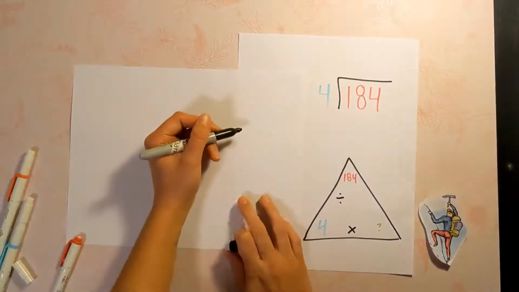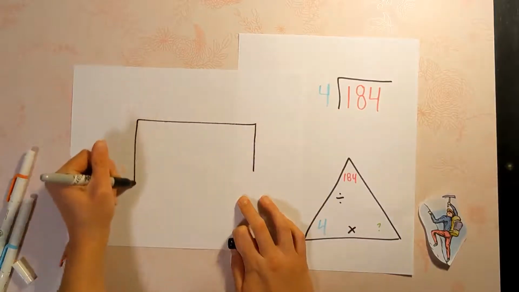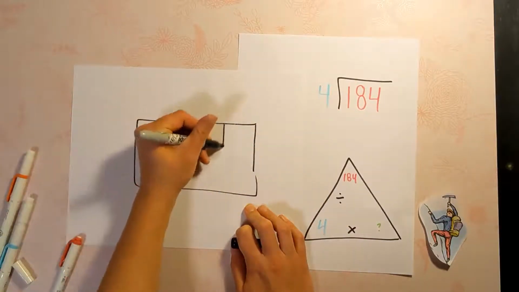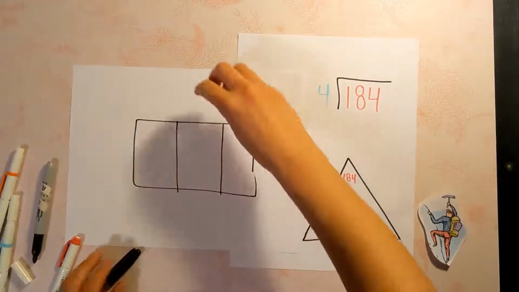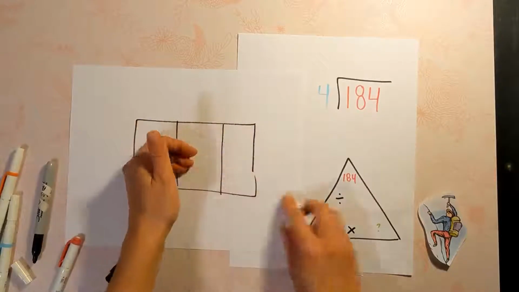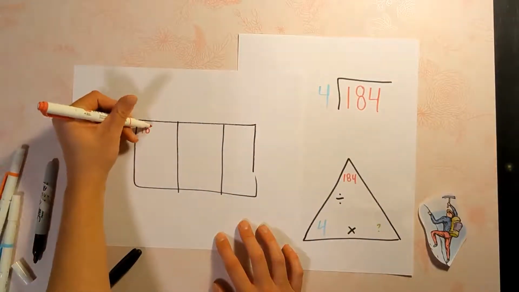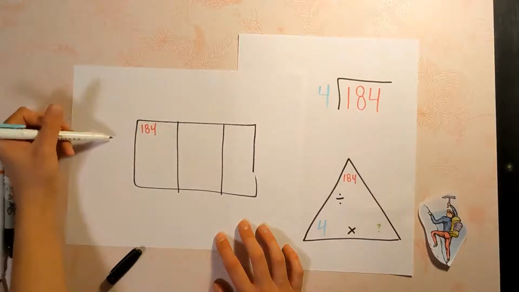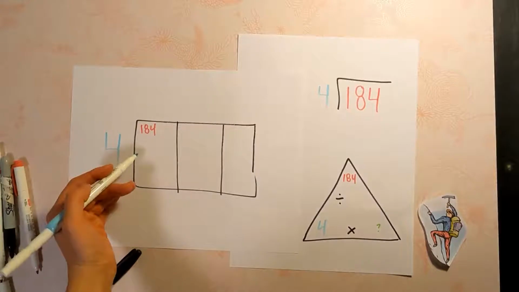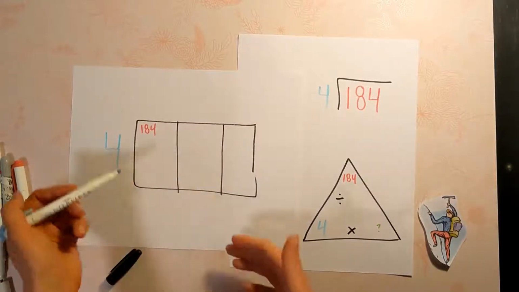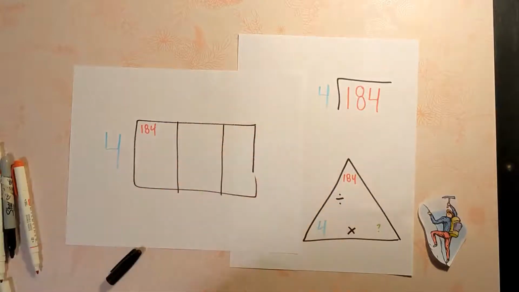So let's draw a 3-part area model, and the number goes in the middle. If we were multiplying, we'd put our numbers outside and multiply them in, but we're dividing. We know the biggest number, so it goes right here, and the 4 goes on the outside. So basically, we are going to do 4 times big numbers to try to get to 184, or just try to get to 100 at first, and then try to get to 80, and then try to get to 4.